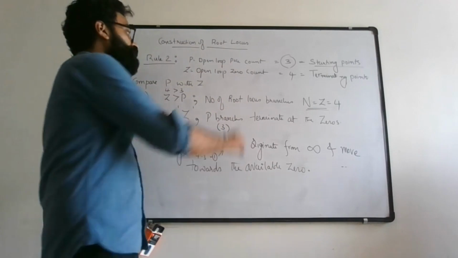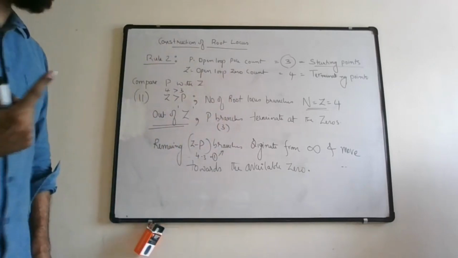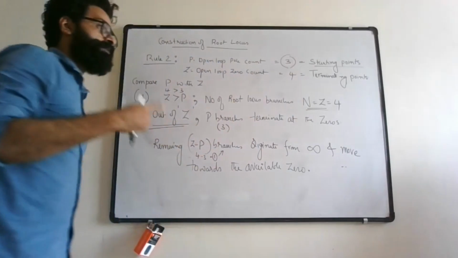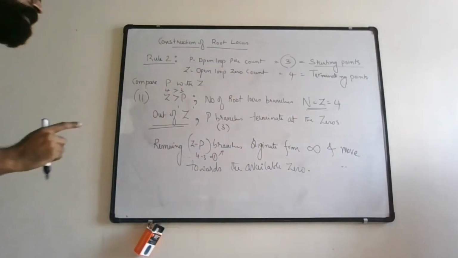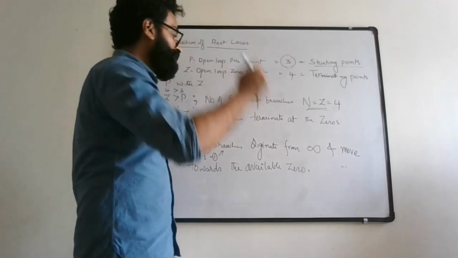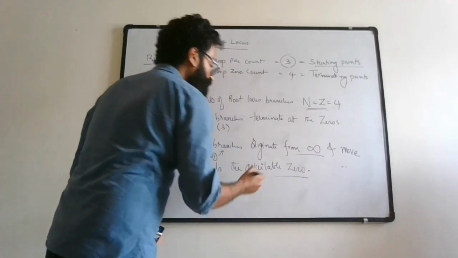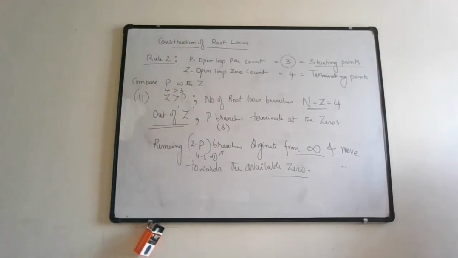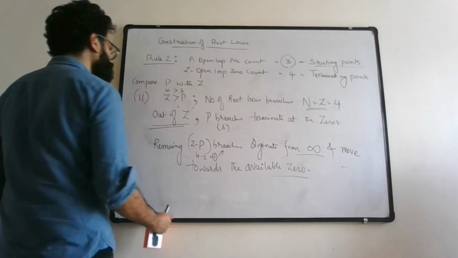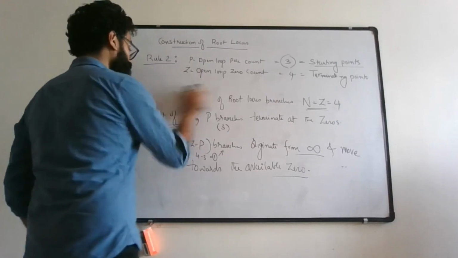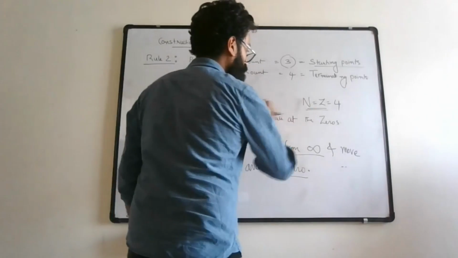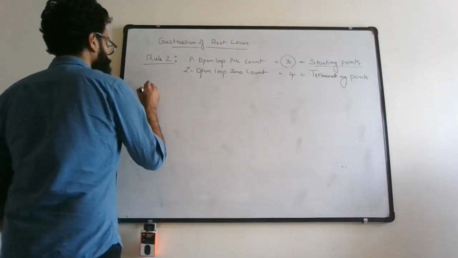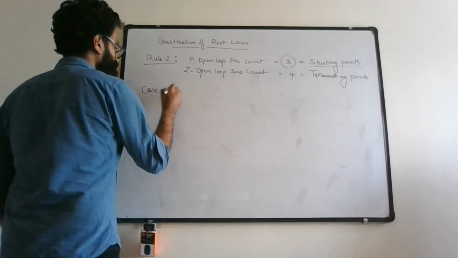That's because you always have one surplus zero, because zeros you have had 4 and poles you have had 3. So you have one leftover zero. So one branch will start from infinity and move towards the available zero. So this is the second possibility. Now the third possibility is that you may have pole count equal to zero count. The third possibility, case 3.